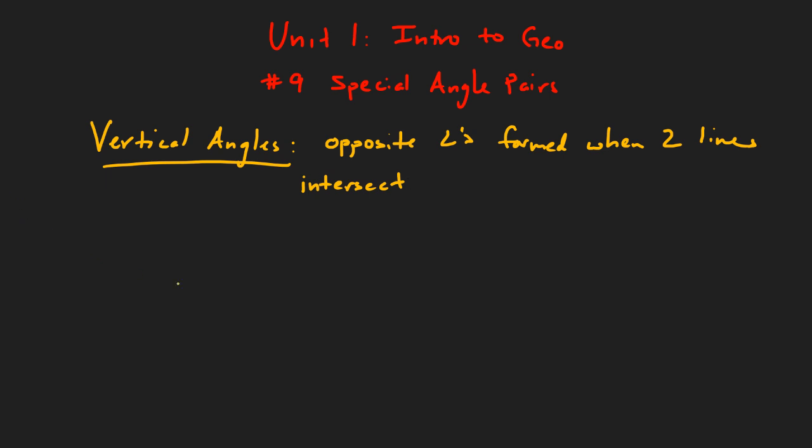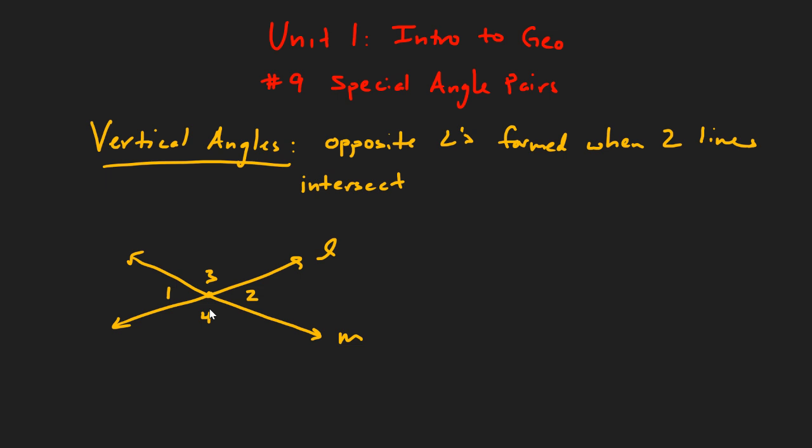So I'm going to draw a picture of two lines intersecting. Let's draw a line like this, call it line L, and let's draw a line like this, line M. These two lines are not perpendicular, they just intersect, right? They cross. What happens is we create four angles at this intersection. I'm going to label them with numbers: angle 1, angle 2, angle 3, and angle 4.